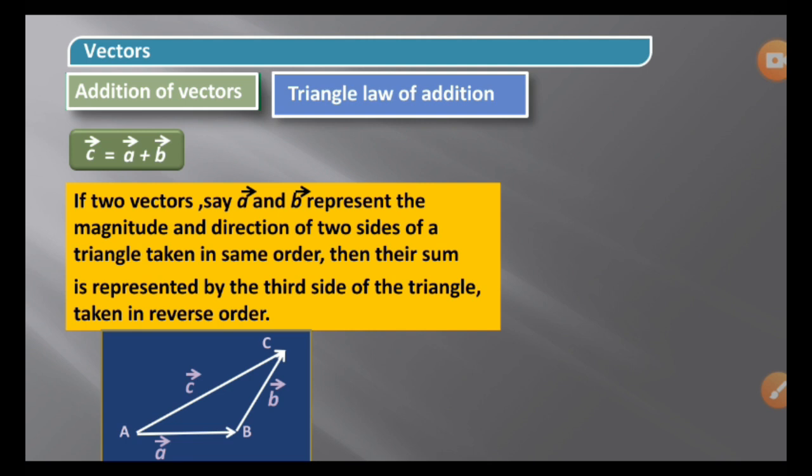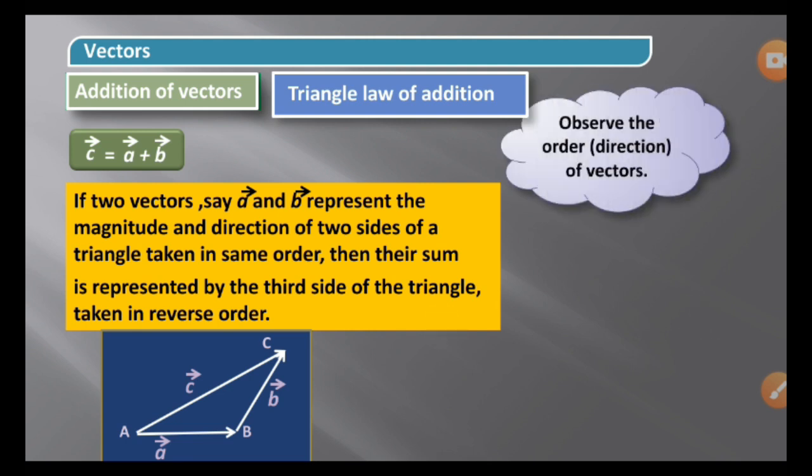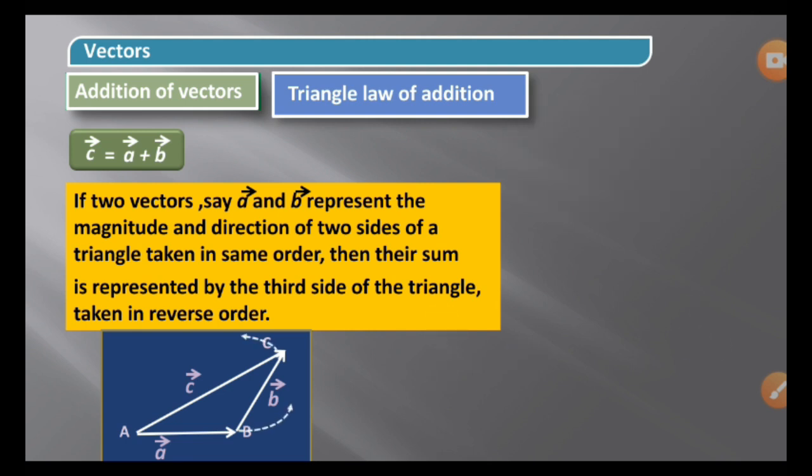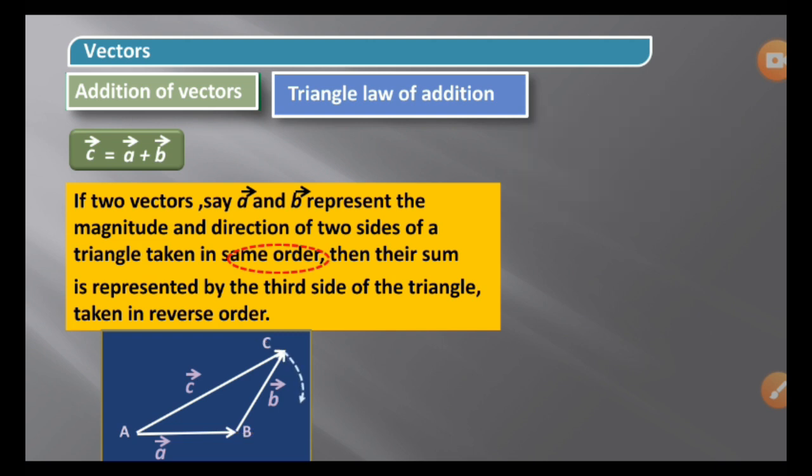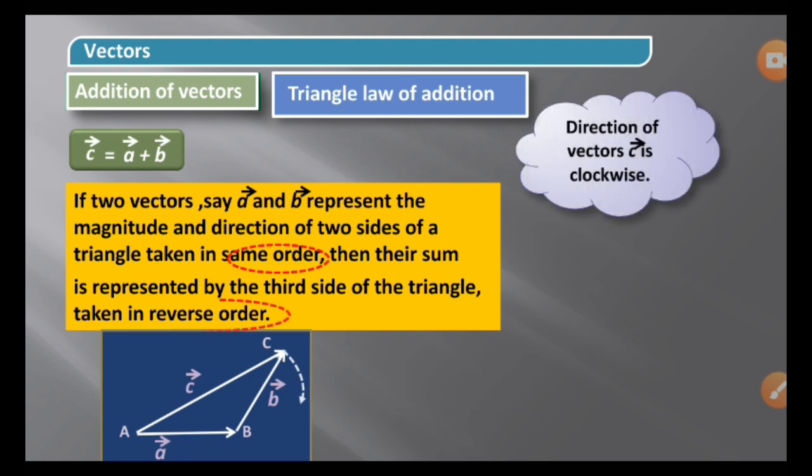Dear students, now observe the direction of the vectors. Here a vector and b vector are in the same direction, meaning the direction of vectors a and b is anti-clockwise. But the direction of the resultant vector c is in the reverse order, meaning the direction of vector c is clockwise. So this is the statement of the triangle law of addition.